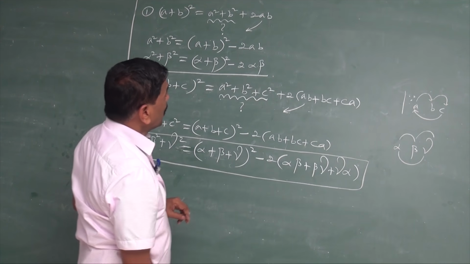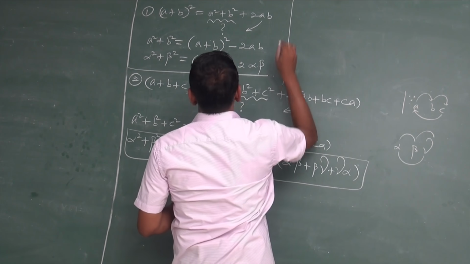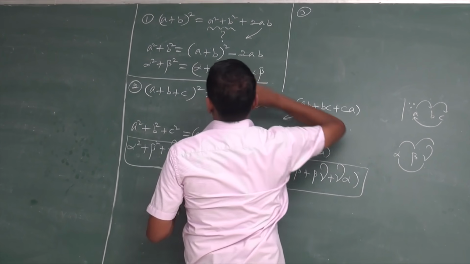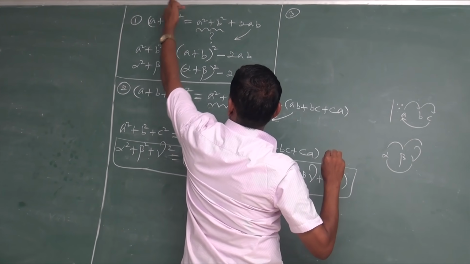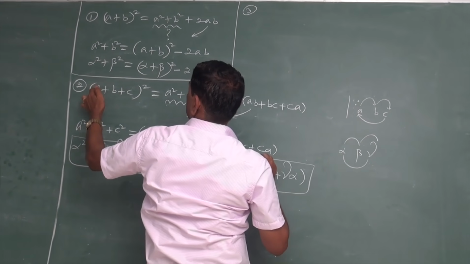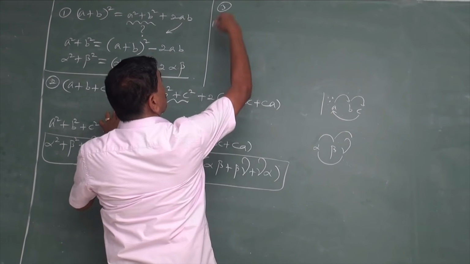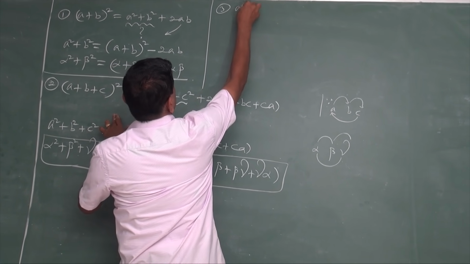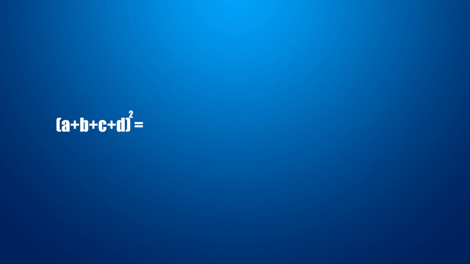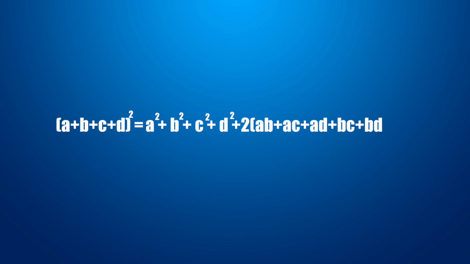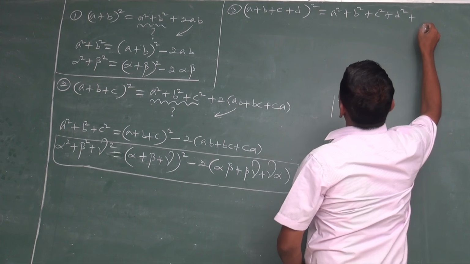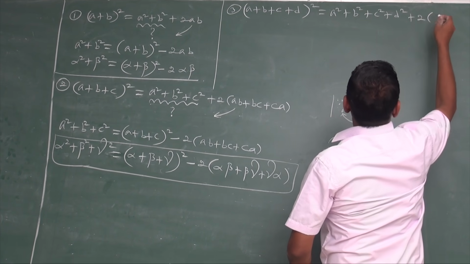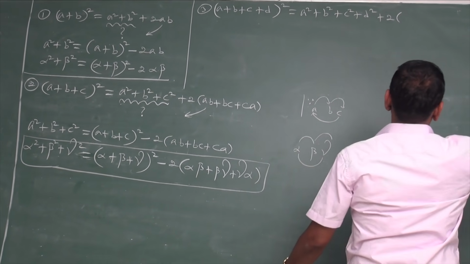Okay, now listen, the third one. First we took two elements, the sum of two elements whole square. Next is the sum of three elements the whole square. Now the sum of four elements the whole square, which is a plus b plus c plus d the whole square equal to a square plus b square plus c square plus d square plus twice of, listen, the rough work.